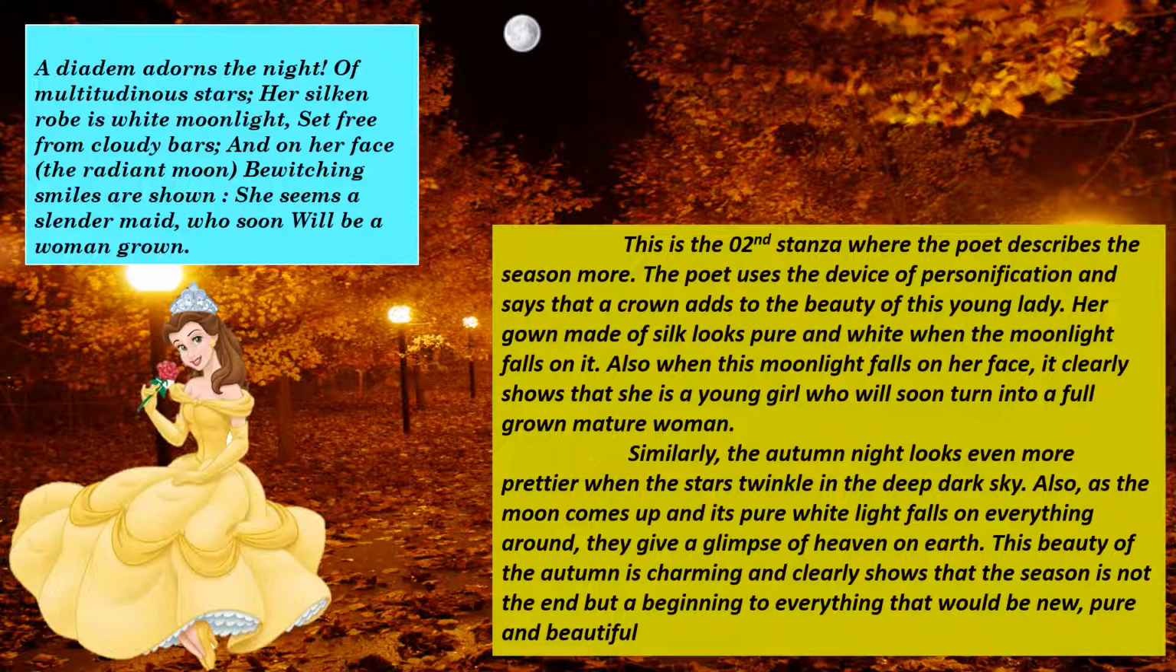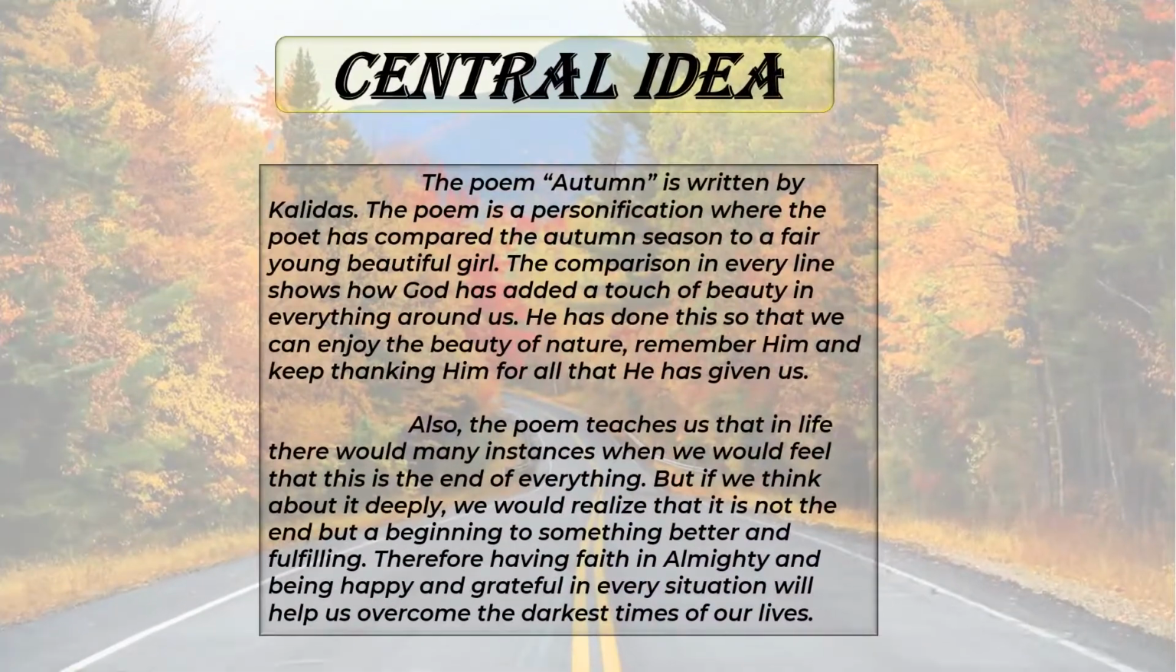Now let us quickly move ahead and see what is the basic theme of the poem. The poem Autumn is written by Kalidas. He is the poet. The entire poem is an example of personification, where the poet, Kalidas, has compared the autumn season to a fair-skinned, young, beautiful, unmarried girl.